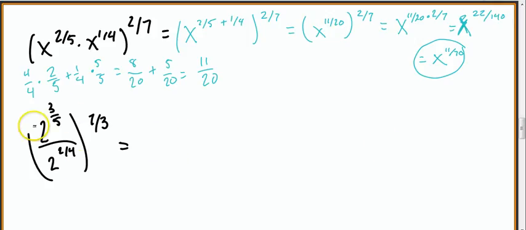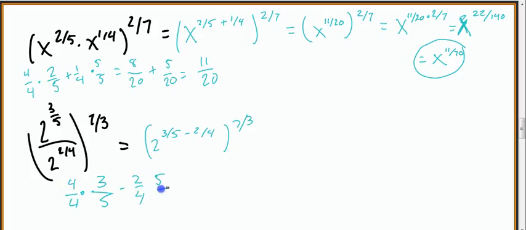Here we go. So first I'm going to do inside my parentheses. So 2 to the 3/5 minus 2/4. Okay? And all this is still raised to 7/3. So I'm just going to do 3/5 minus 2/4. Got to multiply by 4 over 5. So I get 4 times 3 is 12 over 20 minus 10 over 20, which gives me 2 over 20, which is equal to 1 over 10.